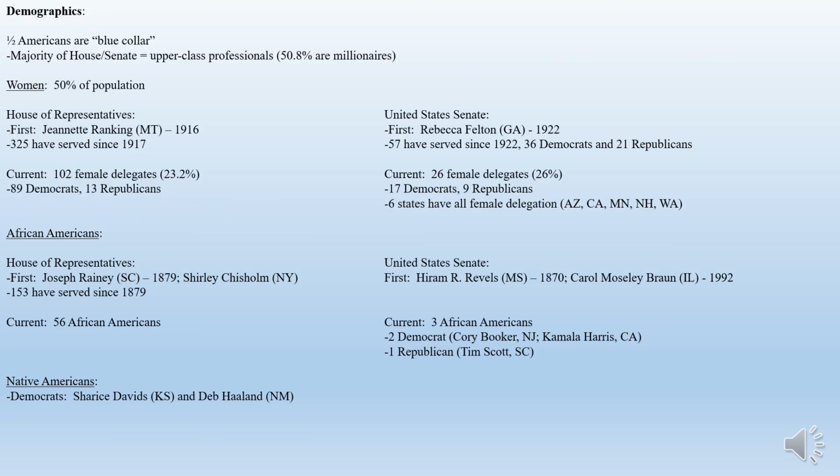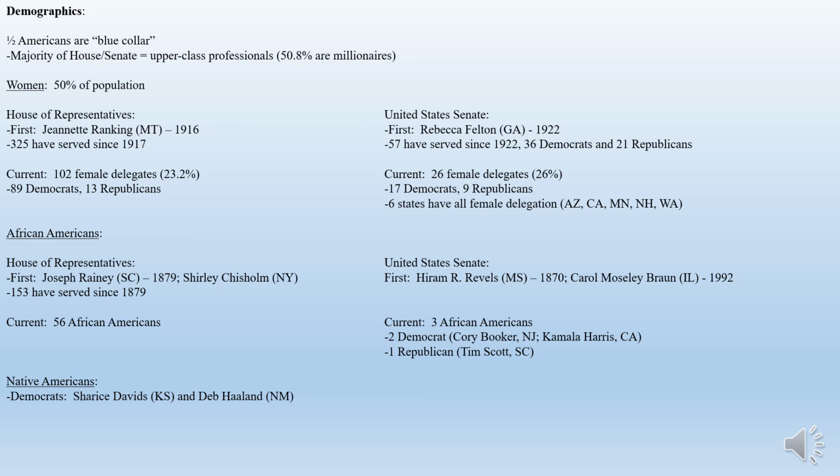Now, one thing to look at when you're looking at the House and Senate are the demographics. And the question is whether the House and the Senate are actually representative of the American people. Most would argue that they are not. First of all, half of the people in the United States consider themselves to be blue-collar workers. These are people who work jobs with their hands. And yet the majority of the members of the House and Senate are upper-class professionals. They're doctors, they're lawyers.